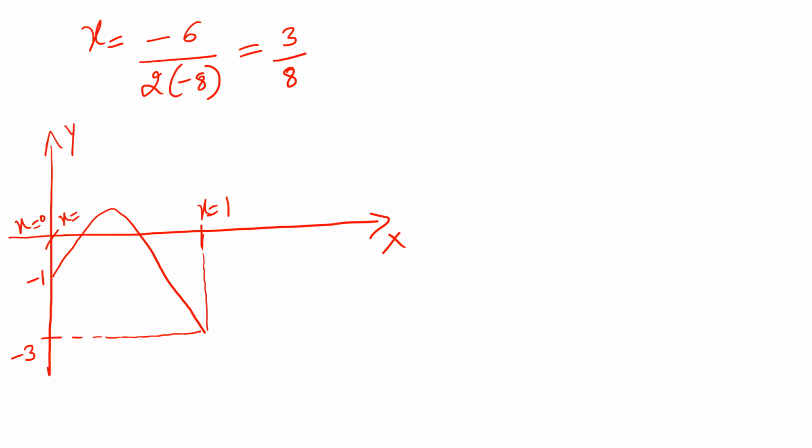At x equal to 1 by 4 and at x equal to half, the graph of the function f of x intersects the x-axis. That means the value of f of x will be 0. And at x equal to 3 upon 8, it attains its maximum value, which is 1 upon 8.